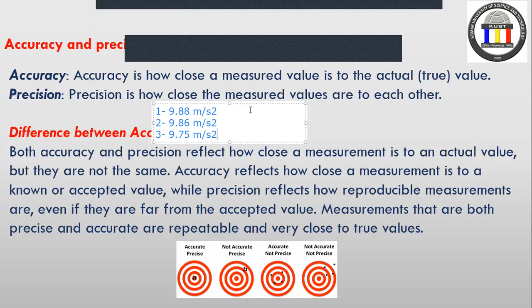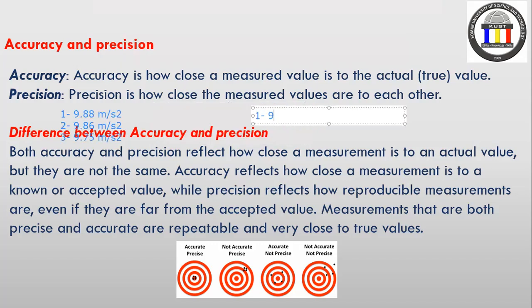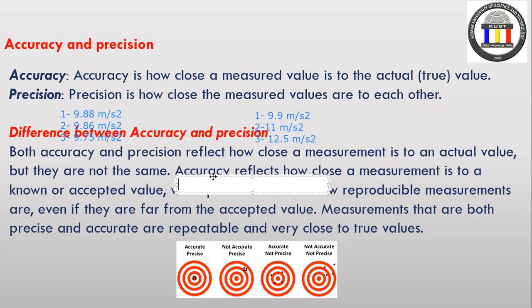However, if, for example, one measurement is 9.9 meters per second squared, the second one is 11 meters per second squared, and the third one is 12.5 meters per second squared, that means the numbers between them are far away. That means you are not precise. So when the measured values are close to each other, like in the example here, that means you are precise. If they are far away from each other, you are not precise.